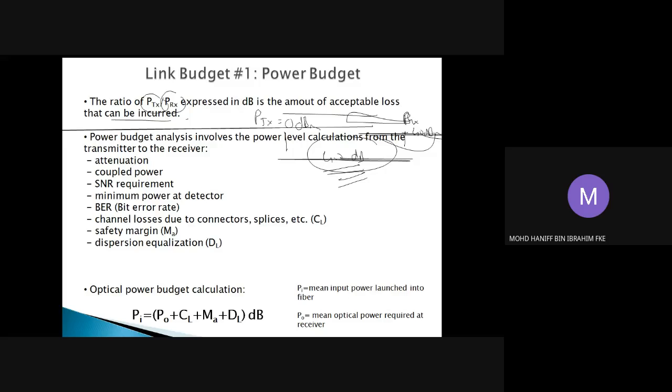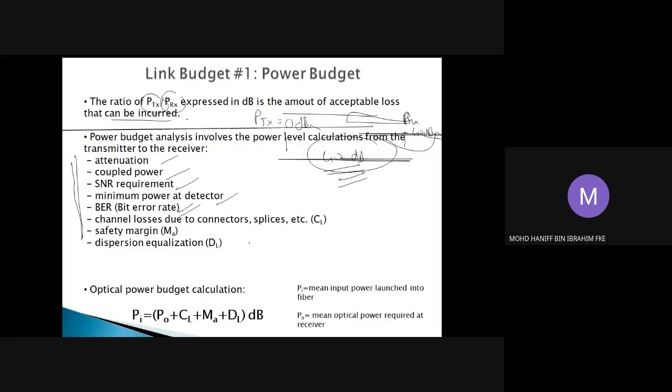So this power budget analysis will involve power calculation from the transmitter to the receiver, and these are the factors that need to be considered. In between the transmitter and receiver, we have the attenuation, the coupled power to the fiber optics, the SNR requirement, the minimum power at detector, which is the receiver sensitivity, and the bit error rate. These are the things that need to be considered in your design.